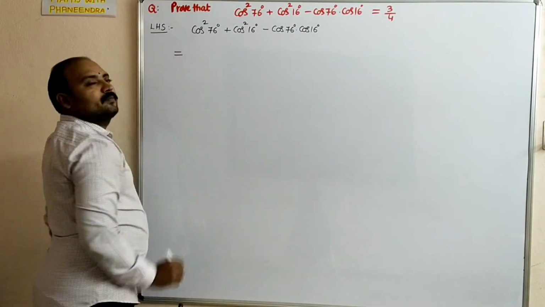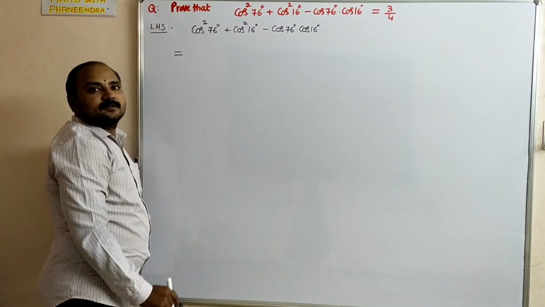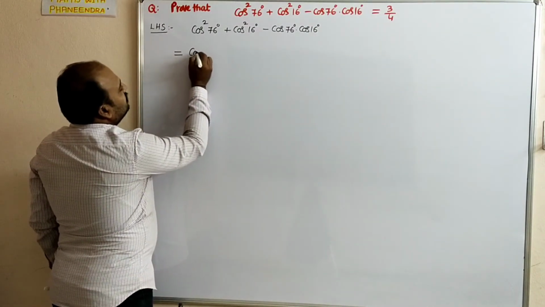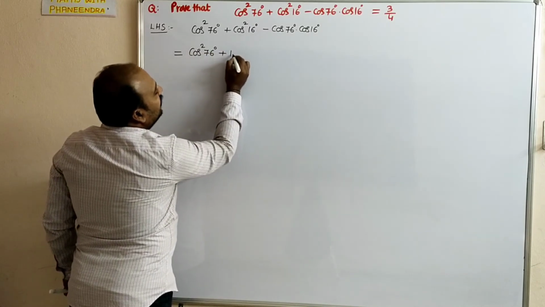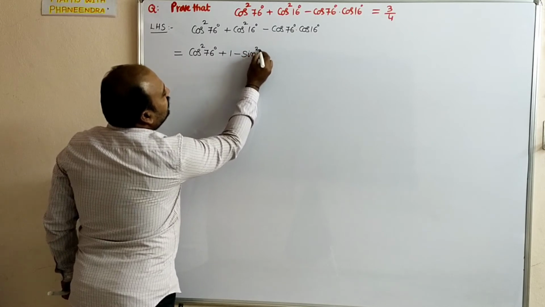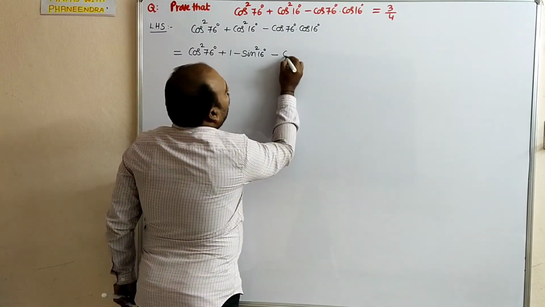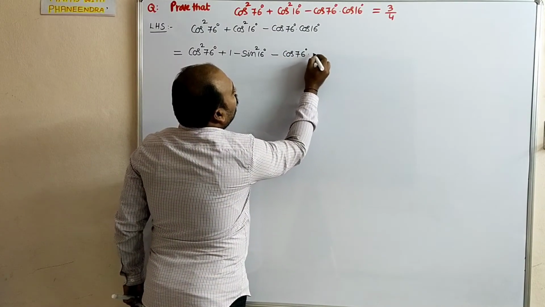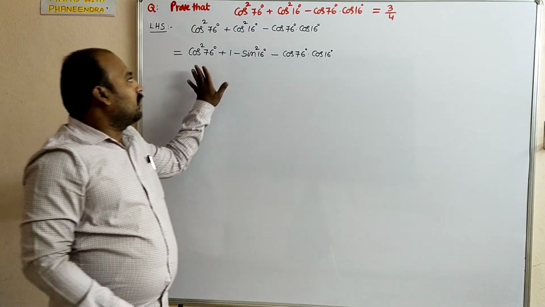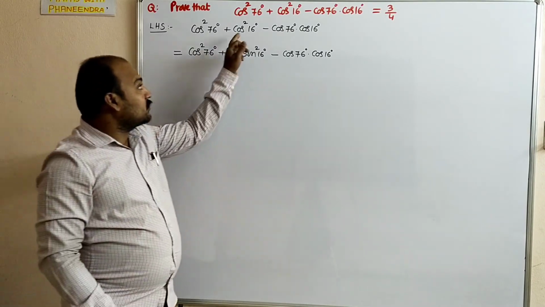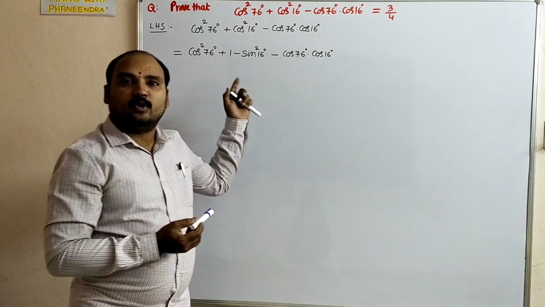which is equal to cos square 76 degrees, plus cos square 16 can be written as 1 minus sin square 16, minus cos 76 degrees into cos 16 degrees. After that, why are we writing cos square 16 only in terms of sine? To get the formula form, we are doing like this.